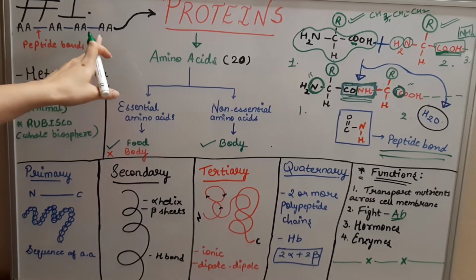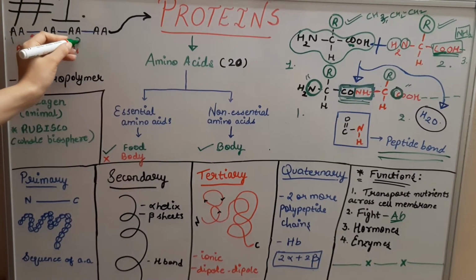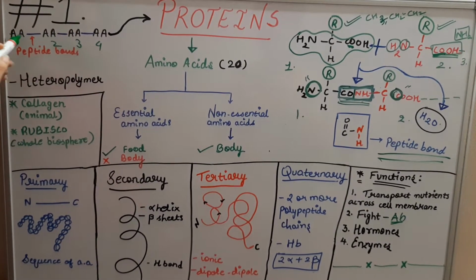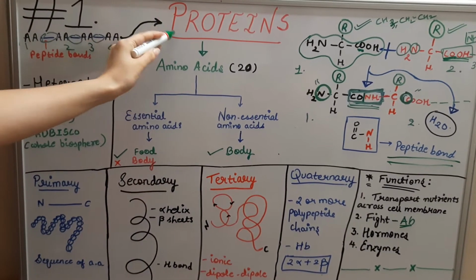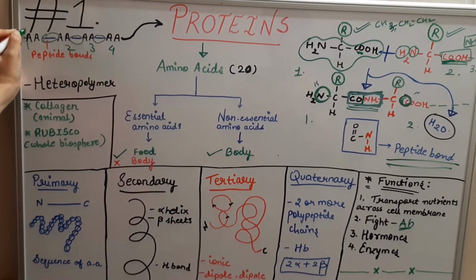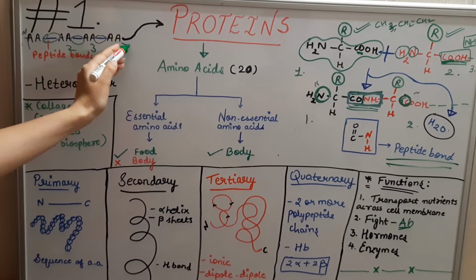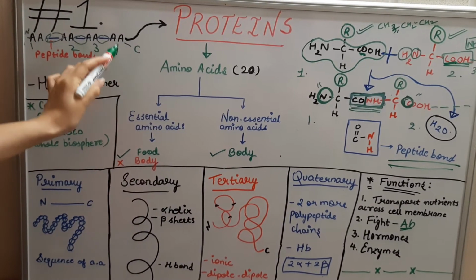So for simplicity I have shown here, see, this is amino acid 1, 2, 3 and 4. These amino acids are connected through peptide bonds, which ultimately forms the protein. Okay, so here the N terminal of the first amino acid will be free, and the C terminal of the last amino acid will be free, and thus this will form the protein.